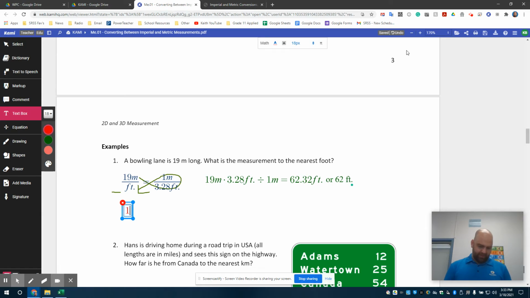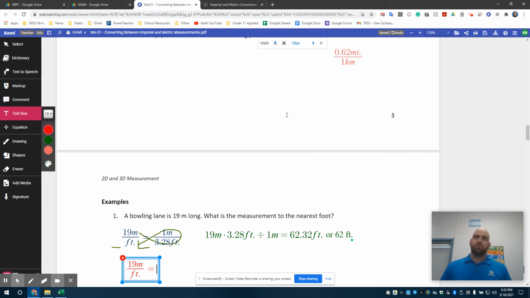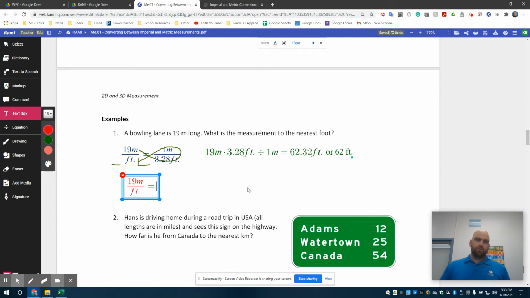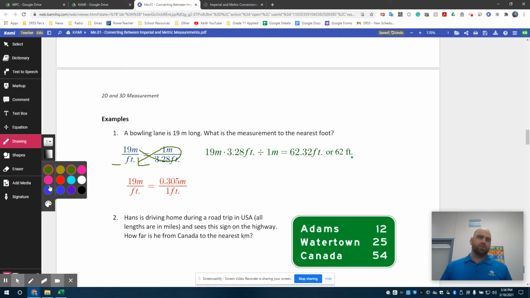And now what I'm going to do is set it up exactly the same way, something over feet, except now we know that 1 foot is the same as 0.305 meters. So we're going to do 0.305 meters on top because the meters is on top here, and then 1 foot down there. And now we cross multiply and divide, because we're looking for the number of feet.